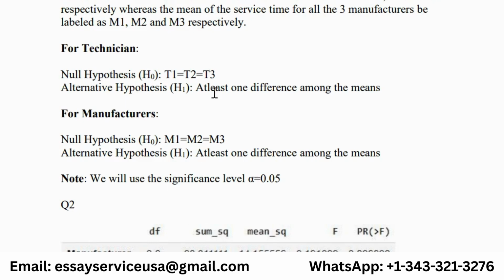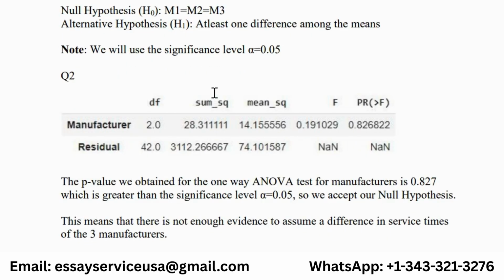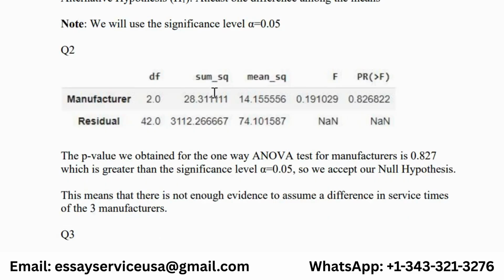Then we performed one way ANOVA for each factor, manufacturer versus service time and technician versus service time. Both p-values were greater than 0.05 as you can see, meaning we failed to reject the null hypothesis in both cases. So individually neither technicians nor manufacturers saw a statistically significant difference in average service time. But that's not the end of the story.